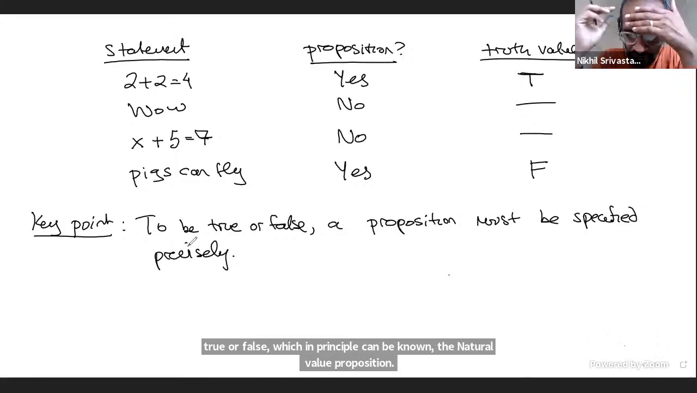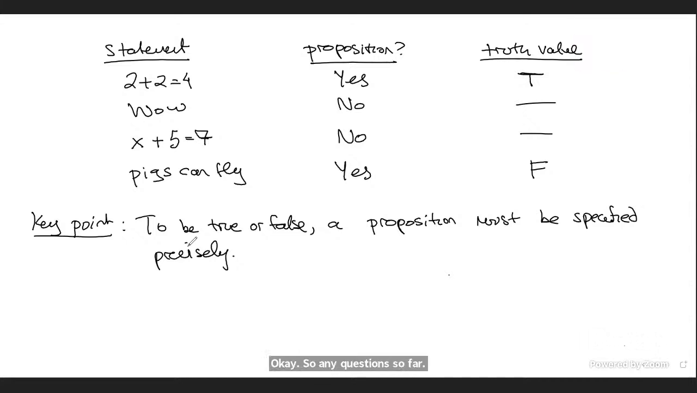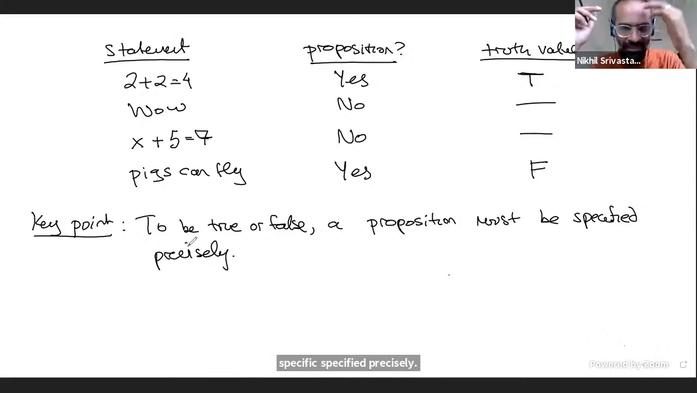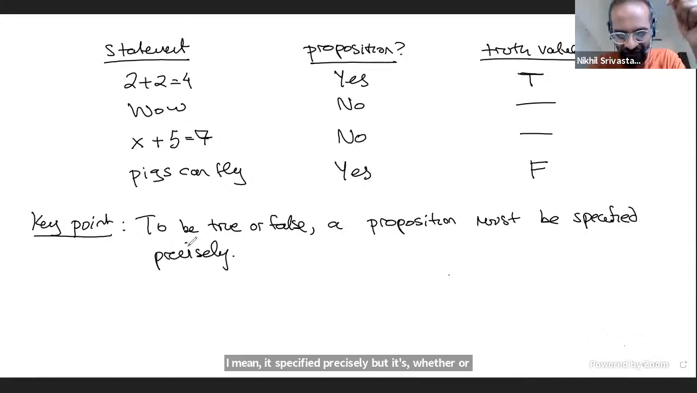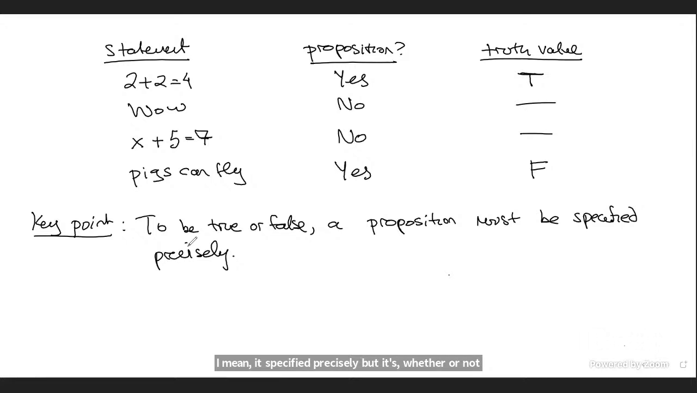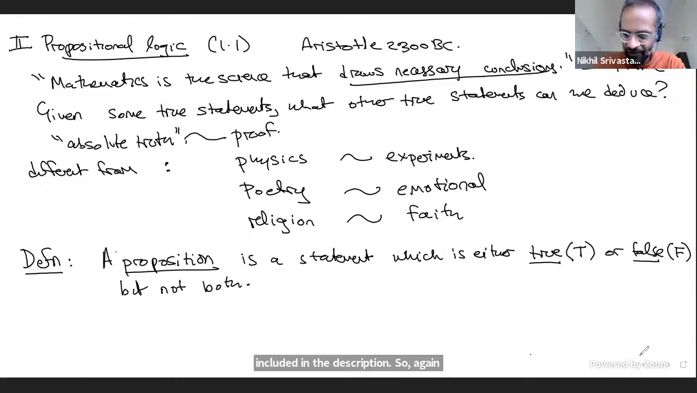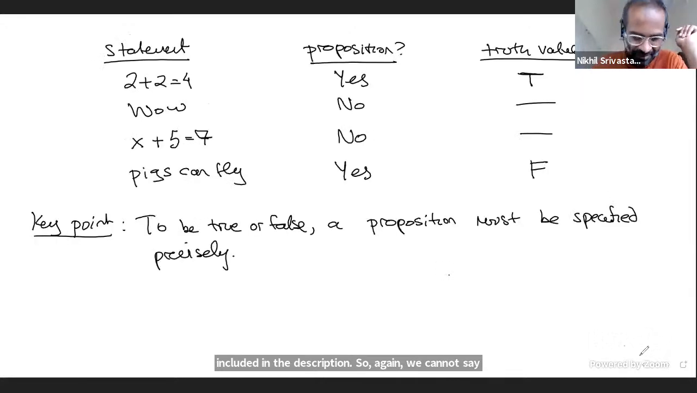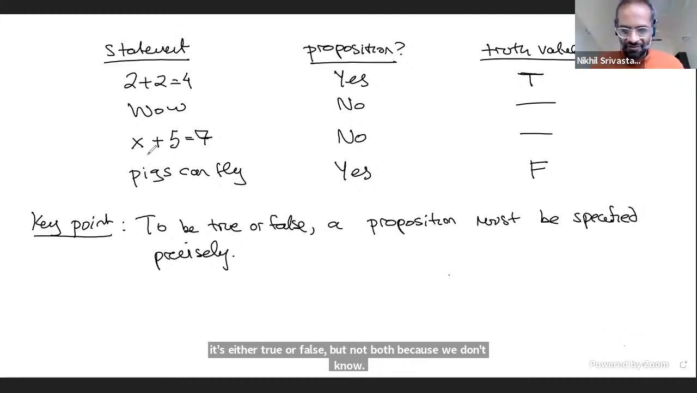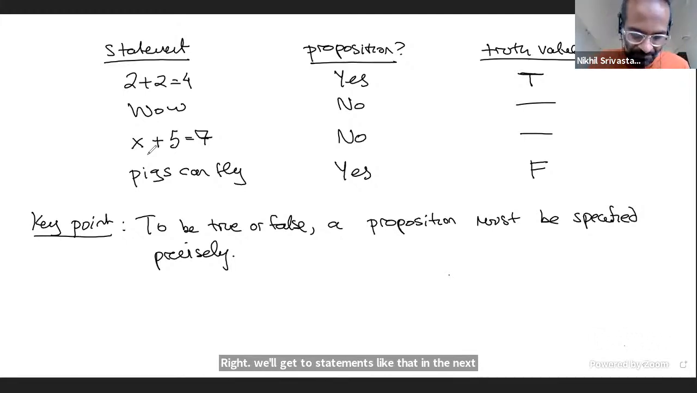Okay, any questions so far? So the example with x plus 5 equals 7, that would not be a proposition because it's not specified precisely. Or I mean, it was specified precisely, but whether it's true or false depends on what x is, and that's not included in the description. So we cannot say it's either true or false, but not both, because we don't know. We'll get to statements like that in the next lecture. They're very interesting, but they're not propositions.